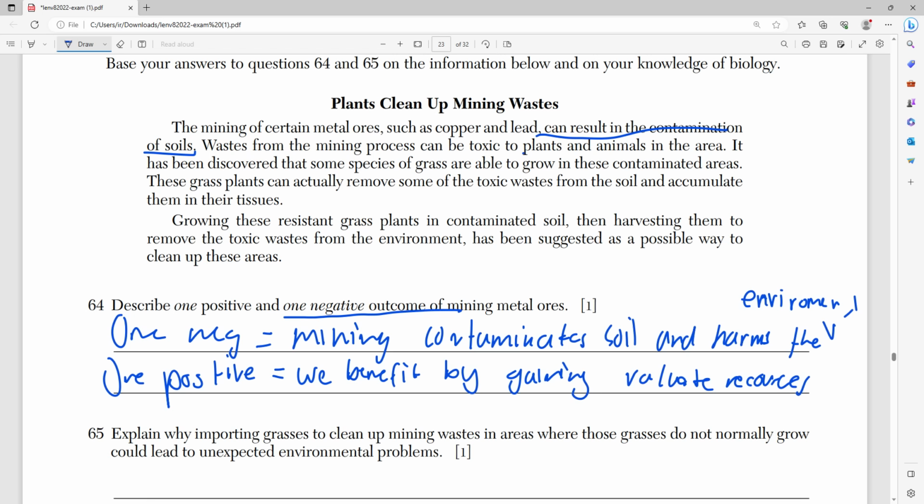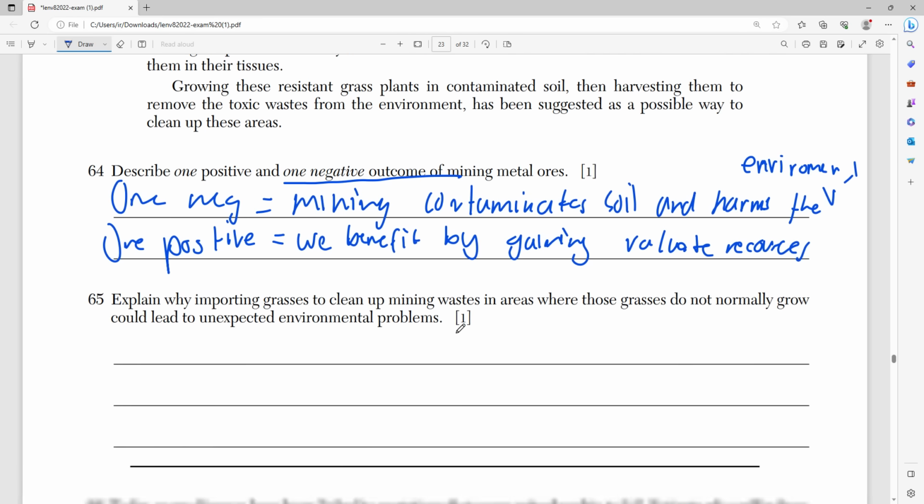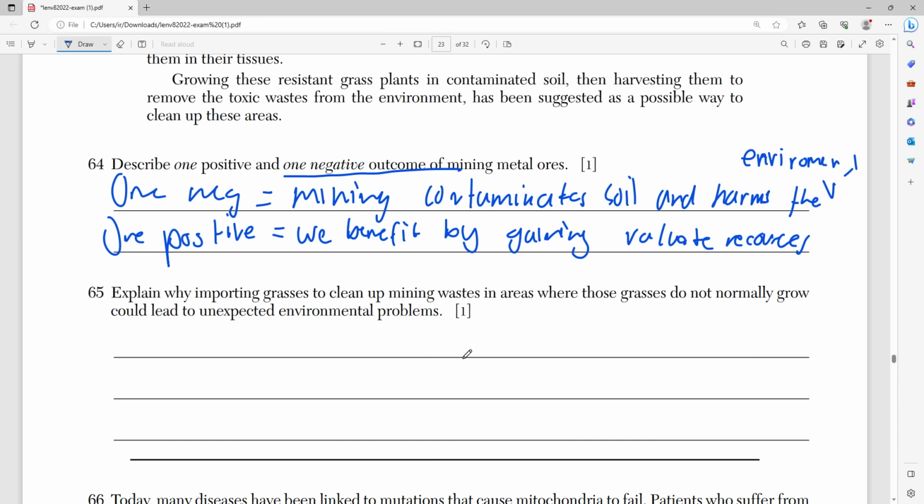So number 65 asks, explain why importing grasses to clean up mining waste areas where those grasses do not normally grow could lead to unexpected environmental problems, right? So what's happening here is that we're importing grasses that do not normally grow in these areas, right? What does that sound like? That sounds like an invasive species, right? They don't usually grow there, so we're introducing a non-native species that could possibly become invasive, right? So that's one unexpected environmental problem.